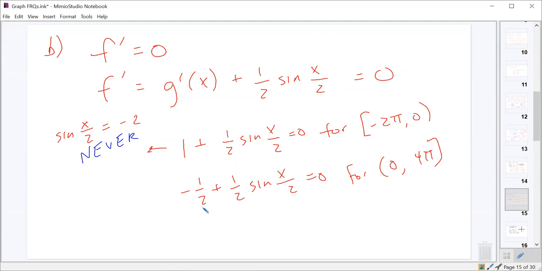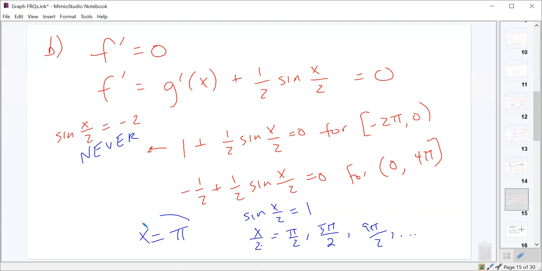And then for this one, we'll add that over and multiply by 2. We'll get sine of x over 2 is equal to 1. Okay. And that definitely happens. When is sine equal to 1? When the angle is, not 3 pi over 2, that's negative, but 5 pi over 2. Next one would be 9 pi over 2, and so on. So if we multiply those by 2, we get x equals pi, 5 pi, 9 pi. So the only one that makes sense then is x equals pi.